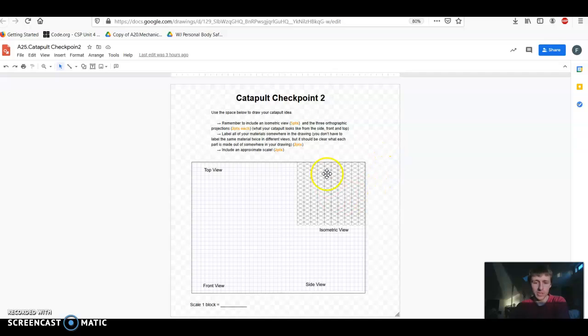You have some isometric graph paper up here to draw your view isometrically. That is worth 5 points. Remember, isometric means I can see 3 sides to your shape.